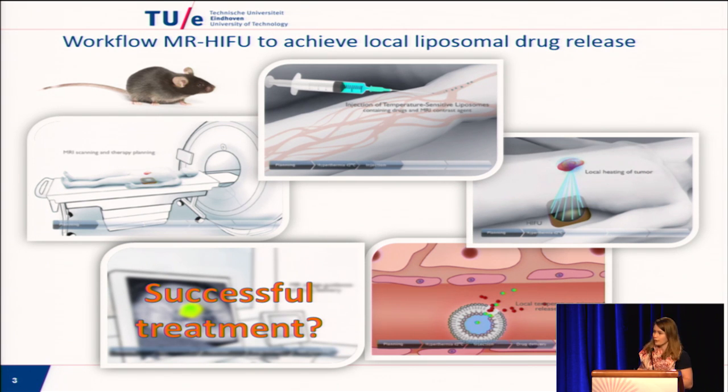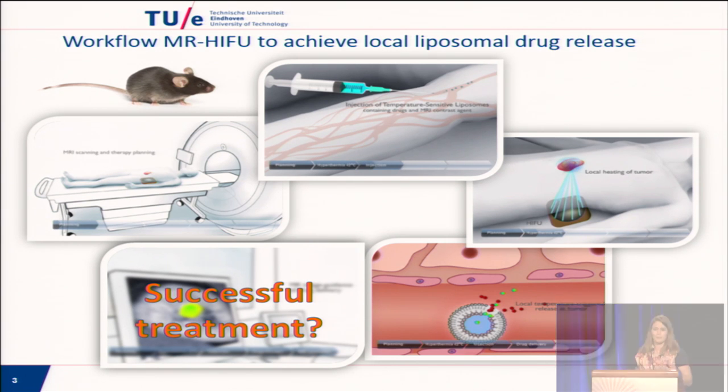In this case, our patient is a rat. We put him on a clinical MR-HIFU system table, but we use an adapted receiver coil to get better images. We then inject liposomes. We treat the tumor with mild hypothermia, 40 to 42 degrees Celsius. The liposomes will enter the tumor and will release their content. However, what we do not know at this point is whether our treatment has been successful or not.